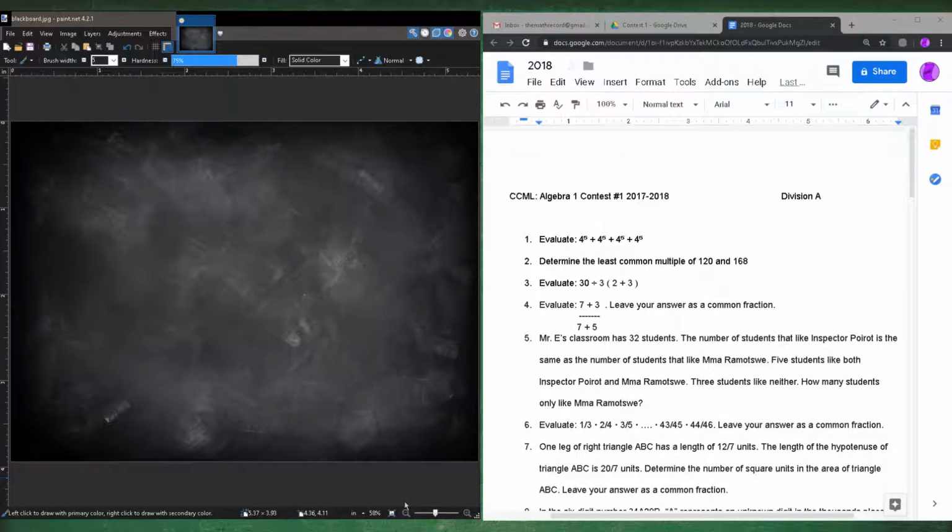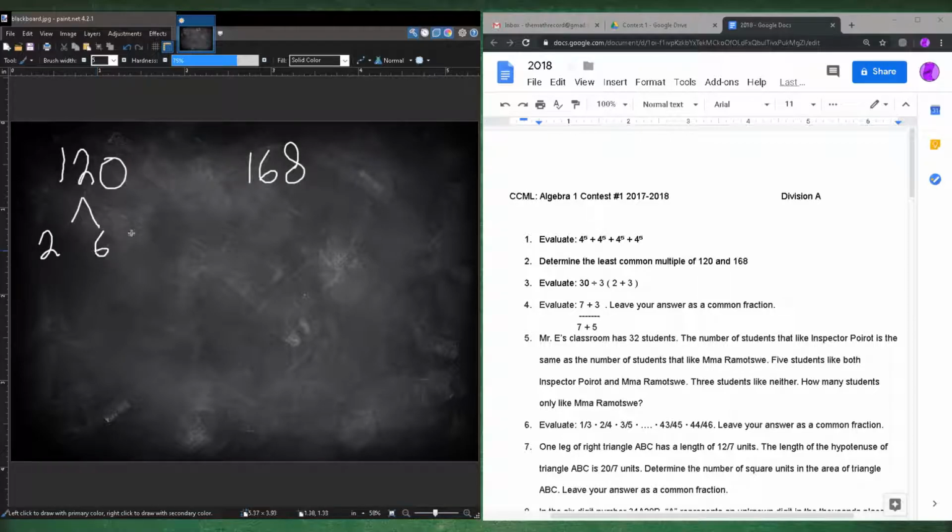Okay. Question 2. Determine the least common multiple of 120 and 168. As I said before, if you have a calculator, you could use it. I'm pretty sure for the TI-84 and the N-Spire, there are ways to just plug in both these numbers and then get the least common multiple. But if you want to do it by hand, you just have to prime factorize both of them. So you have 120 and you have 168.